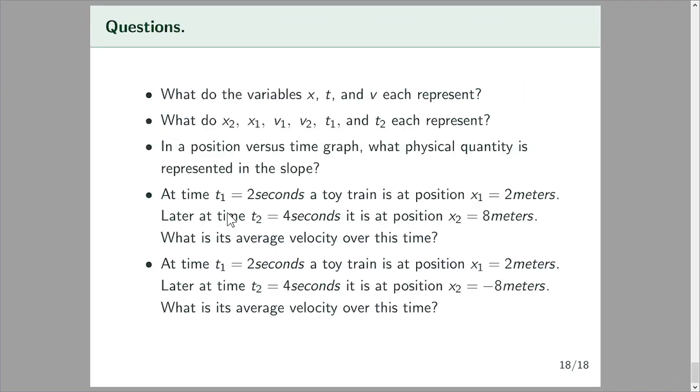And here are a few questions that you can see if you can answer. What do the variables x, t, and v each represent? What do those specific ones, x1, x2, v1, v2, t1, and t2 represent? In a position versus time graph, what physical quantity is represented in the slope? And then there are a few examples you could work out.